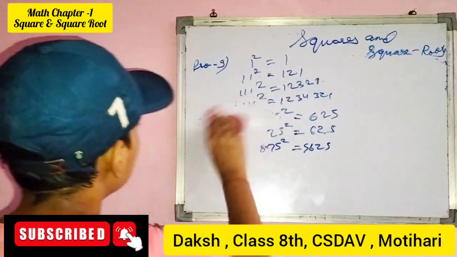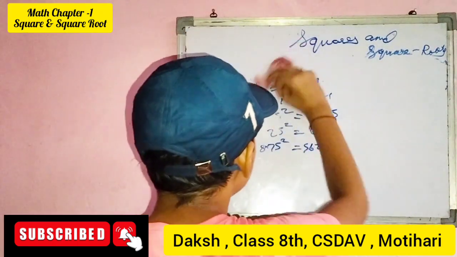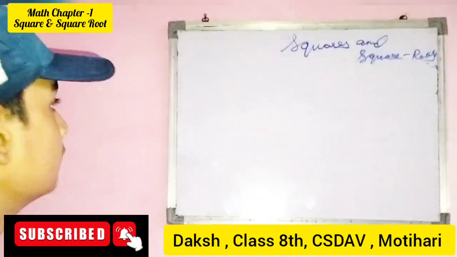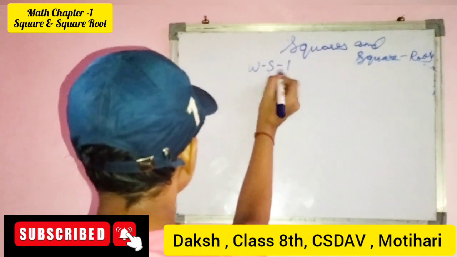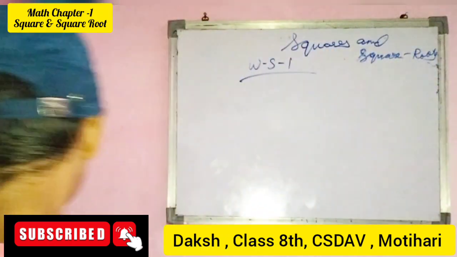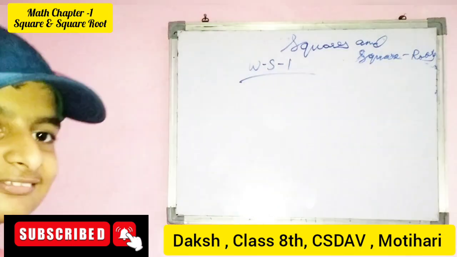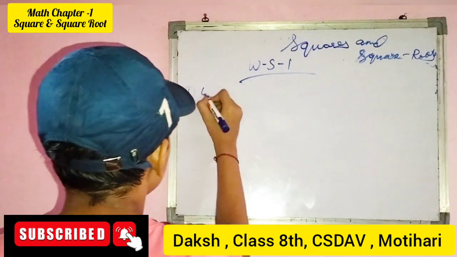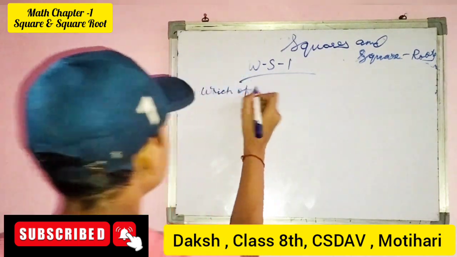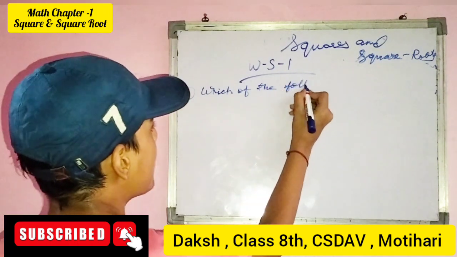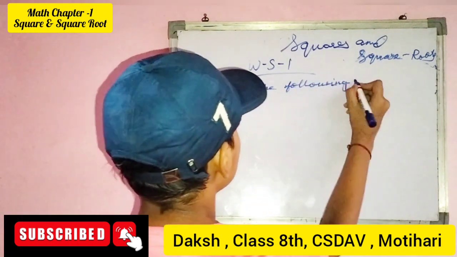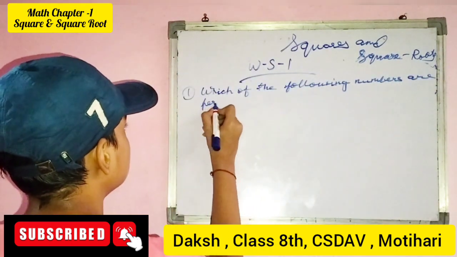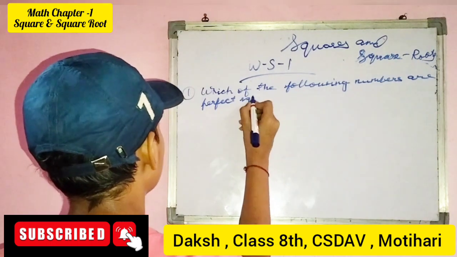Now we will move on to the topic of square roots. But before that, we will do an exercise that is given in the book. We will do worksheet 1 of chapter 1, squares and square roots. So the worksheet 1's first question is, which of the following numbers are perfect squares?